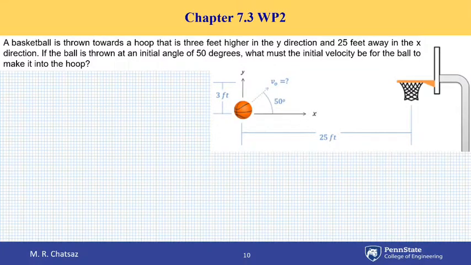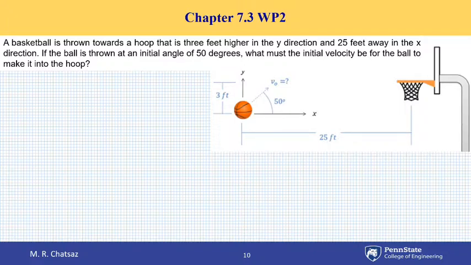Hello and welcome back. Here we have another example of projectile motion where a basketball is thrown towards a hoop with the data as shown on the diagram. The question is, what should the initial velocity of the ball be if it is thrown at a 50-degree angle so that it can make it into the hoop?